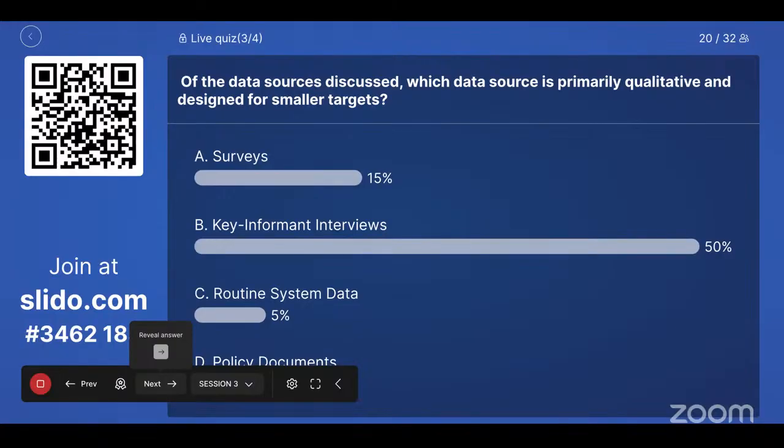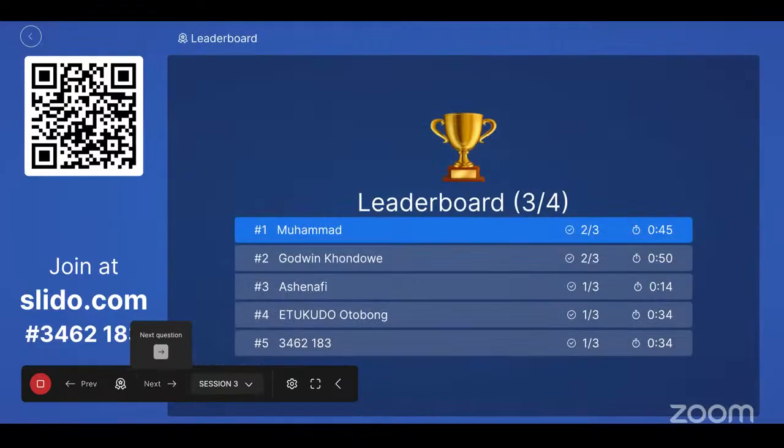All right, time up. So let's check what the answer here is, which is of the data sources discussed, which data source is primarily qualitative and designed for smaller targets. So the answer is key informant interviews. I think majority actually got that. So let's see the leaderboard. Wow. Mohammed is on top.